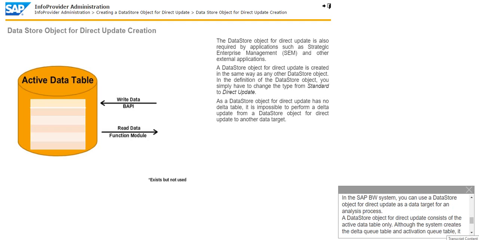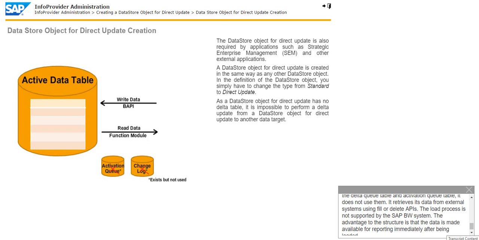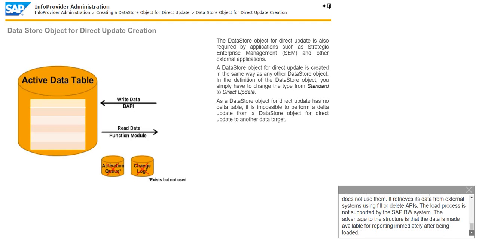A DataStore object for direct update consists of the active data table only. Although the system creates the delta Q table and activation Q table, it does not use them. It retrieves its data from external systems using fill or delete APIs. The load process is not supported by the SAP BW system. The advantage to the structure is that the data is made available for reporting immediately after being loaded.